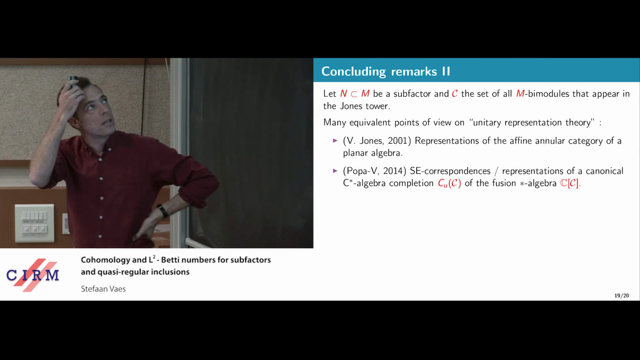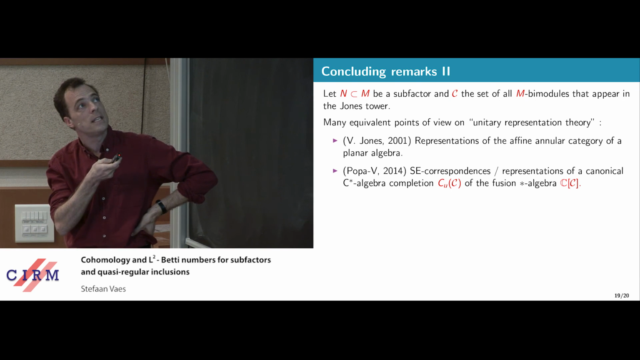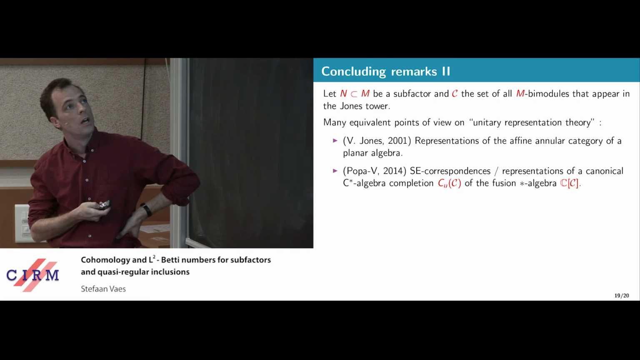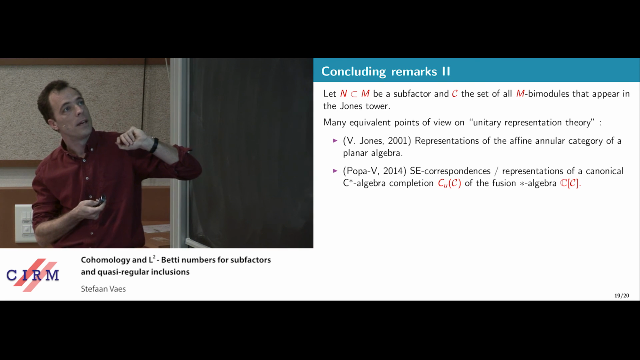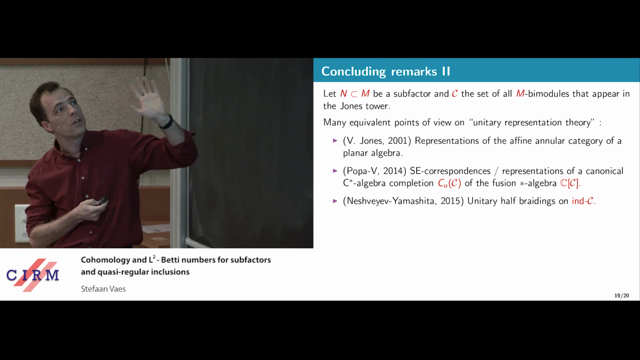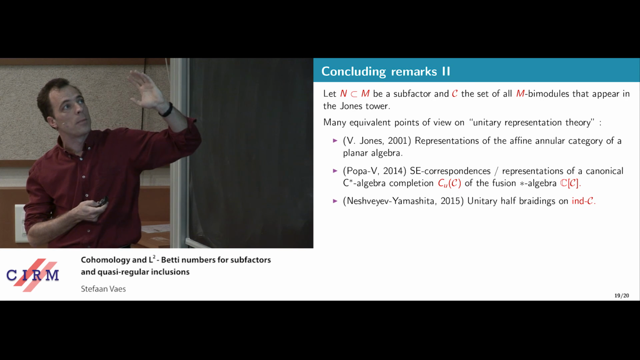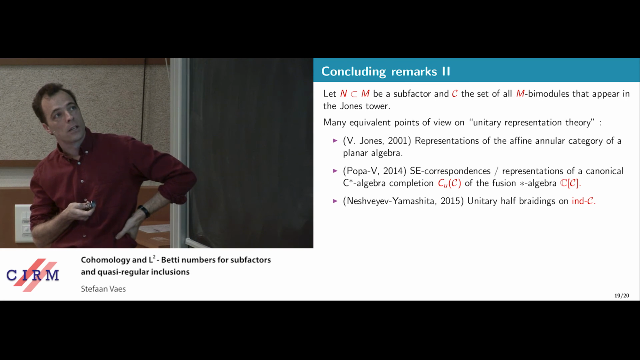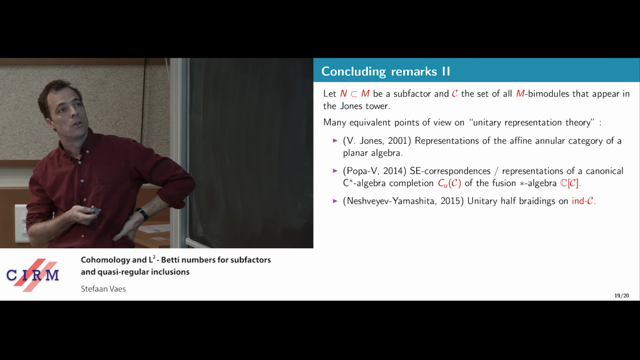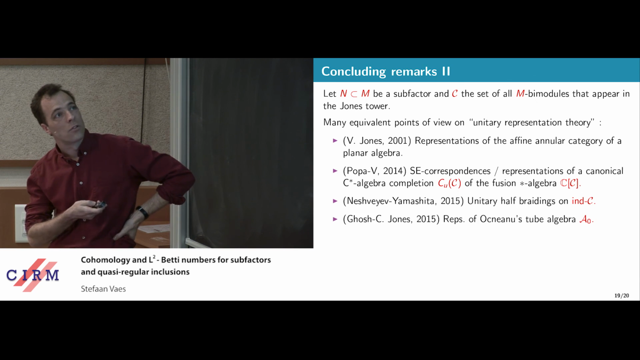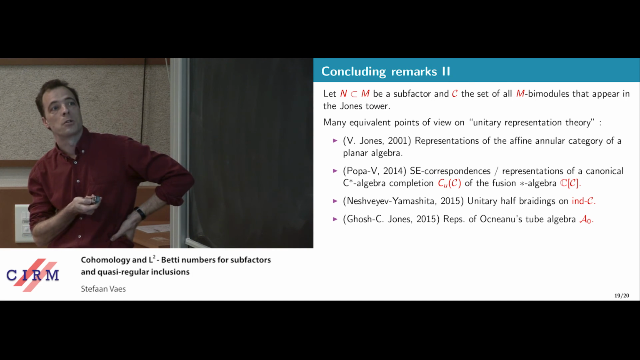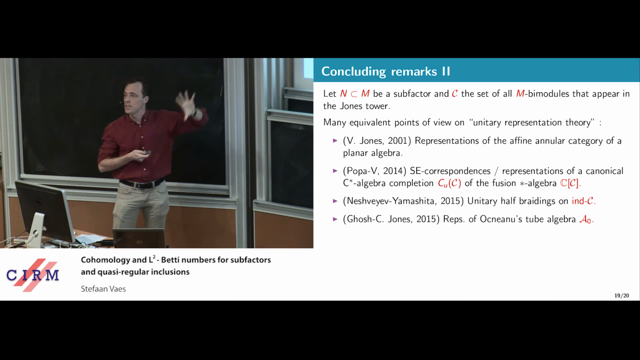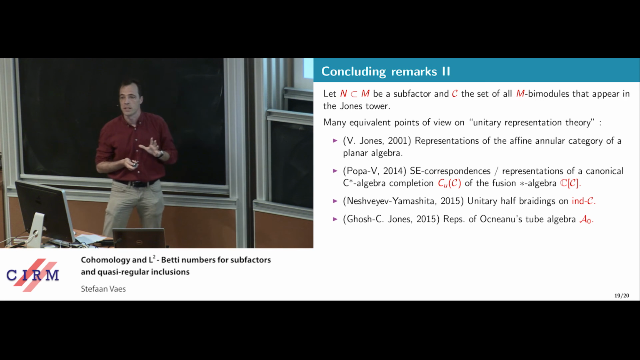And then what I did last year with Sorin Popa was, specifically for symmetric enveloping inclusions of subfactors, to define this representation theory and to define a C-star algebra completion of the fusion algebra and phrase it in these terms. Then there are many equivalent ways that came up later. Sergey Neshveyev and Makoto Yamashita explained it in a completely categorical way as so-called unitary half-braidings on the category C. That's the terminology of the Drinfeld center, if you wish. And then Ghosh and Corey Jones explained it as representations of Ocneanu's tube algebra.